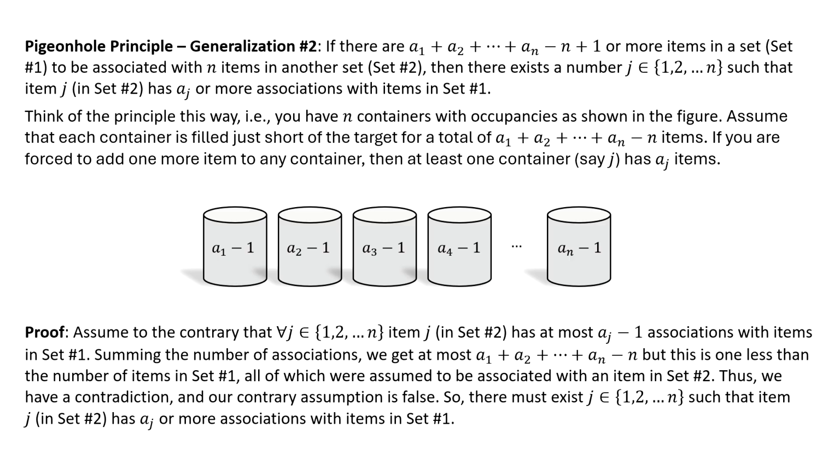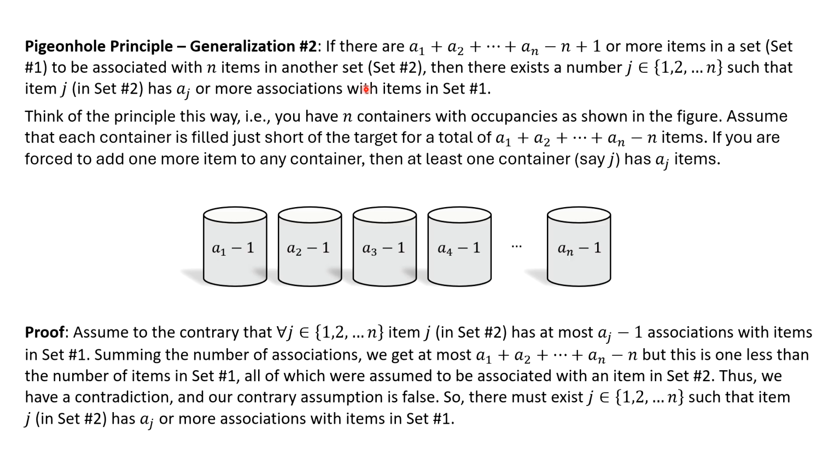If there are a sub 1 plus a sub 2 plus ... plus a sub n minus n plus 1 or more items in a set, we'll call that set 1, to be associated with n items in another set, we'll call that set 2, then there exists a number j from 1 to n such that item j has a sub j or more associations with items in set 1.